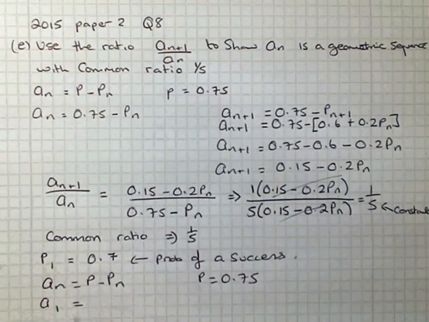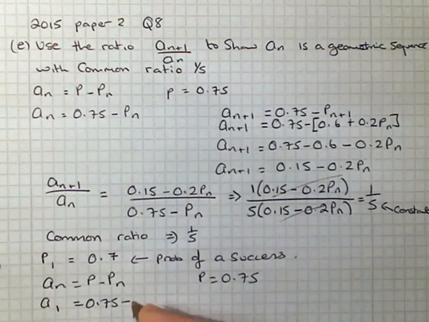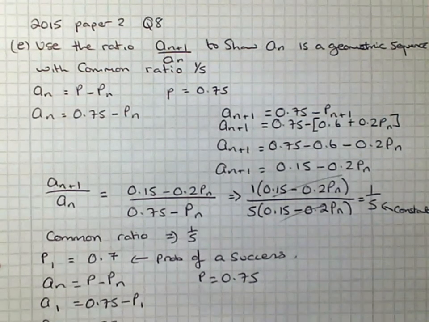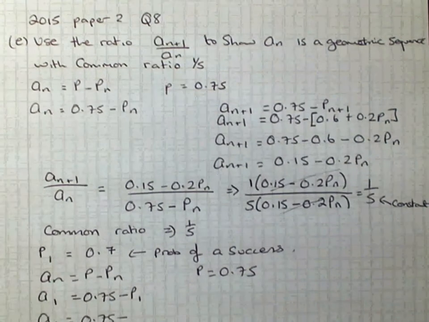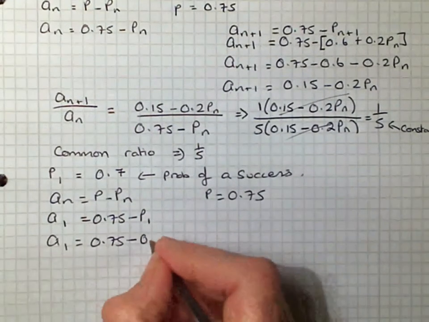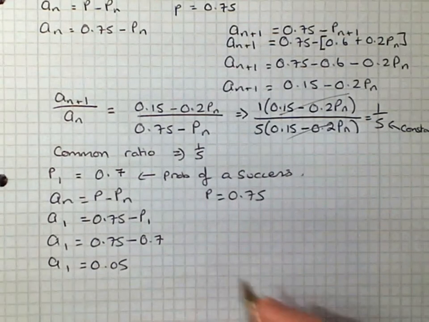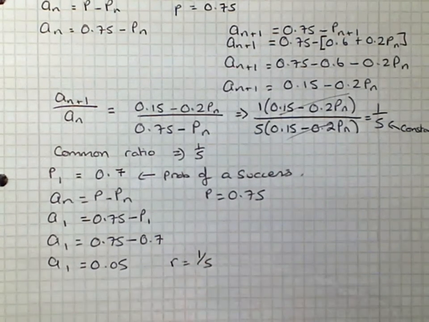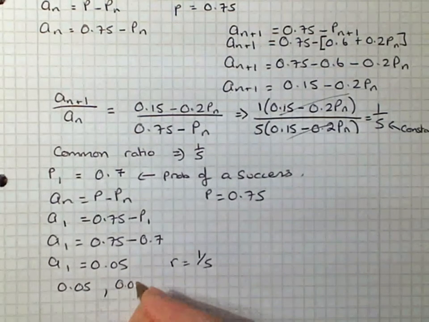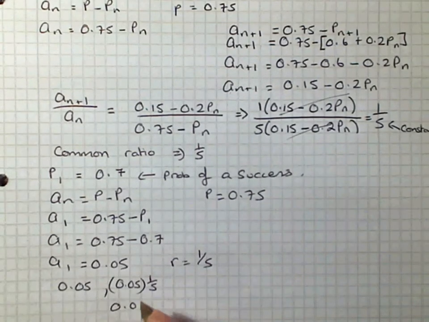So the first term of the sequence is found by a1, which is 0.75 minus p1. So a1 is 0.75 minus the probability that we already know, which is 0.7. So a1 is equal to 0.05, and we know that r is equal to 1/5. So the first term is 0.05, the second term is 0.05 multiplied by a fifth, which gives you 0.01.